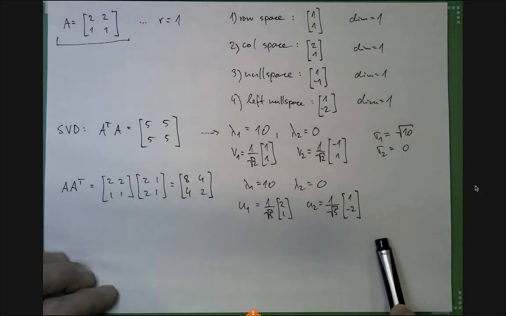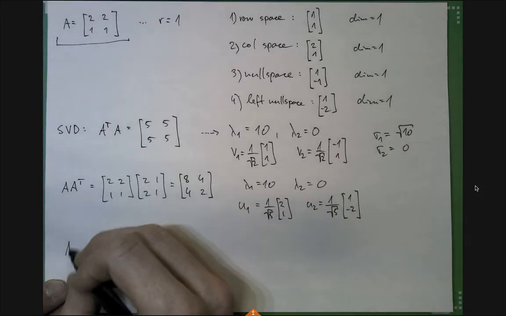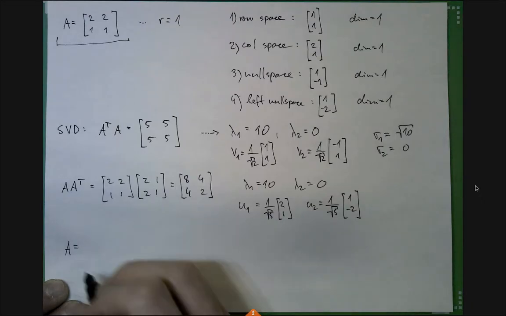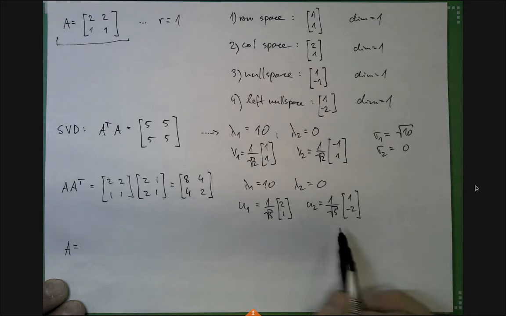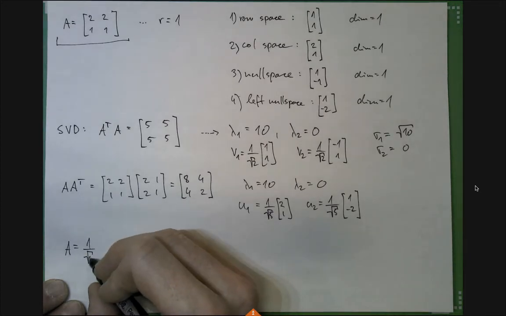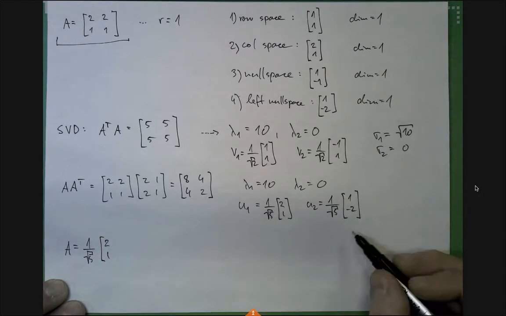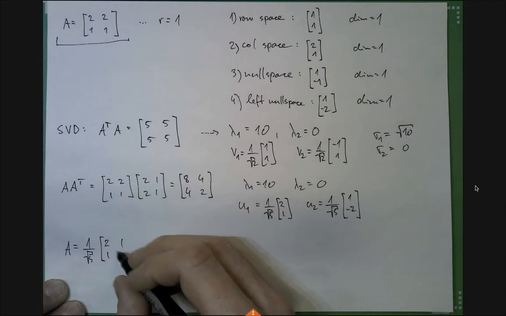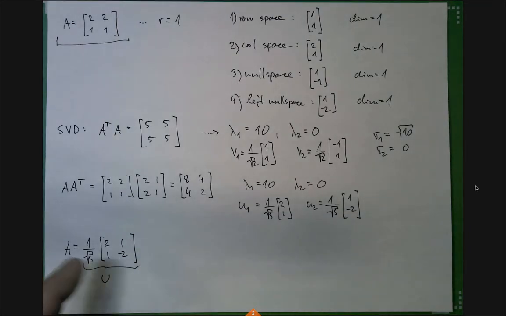If you put this all together, I can write down the SVD of this matrix. So how do I do that? Well, first the U matrix. Both columns are scaled by 1 over square root of 5, so I just put it outside. And here I have my U matrix: U1 first, that's 2, 1, and then U2, that's 1, minus 2. So this whole thing is my U matrix. Please check that it's orthonormal. First, orthogonal, and both of the columns have length 1. That checks out.